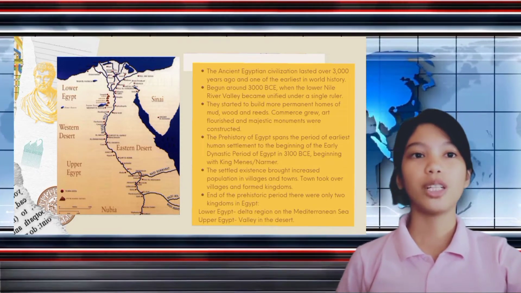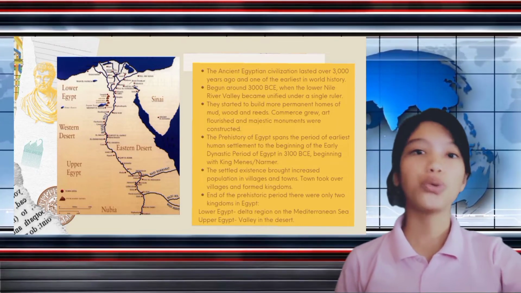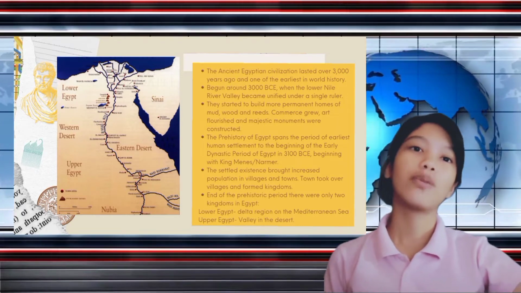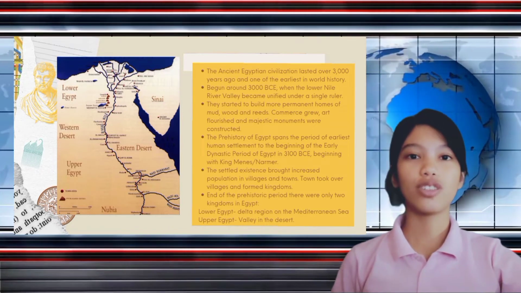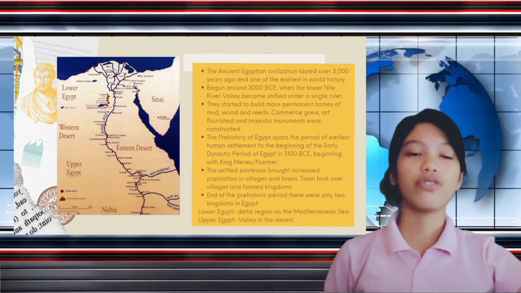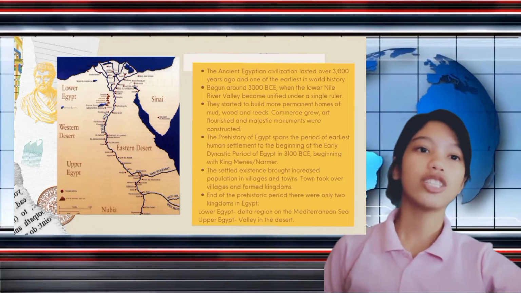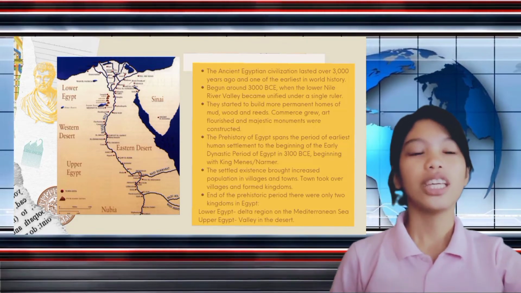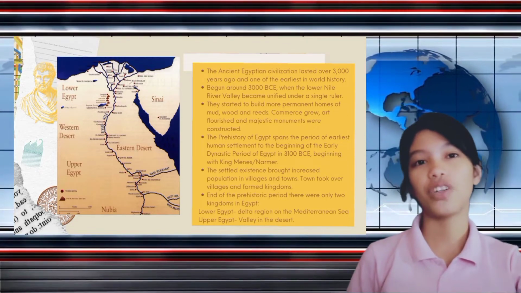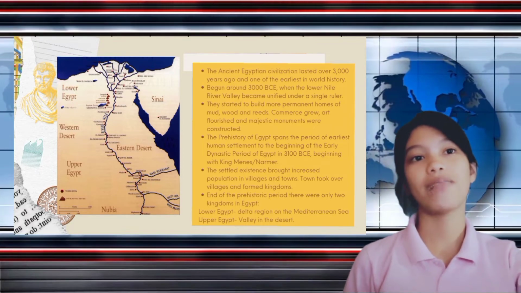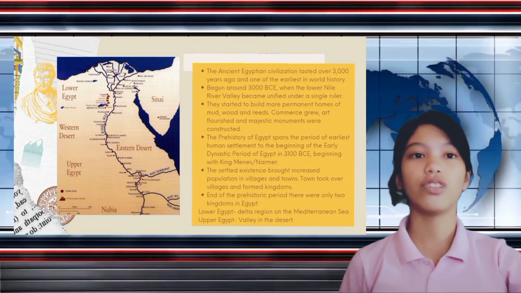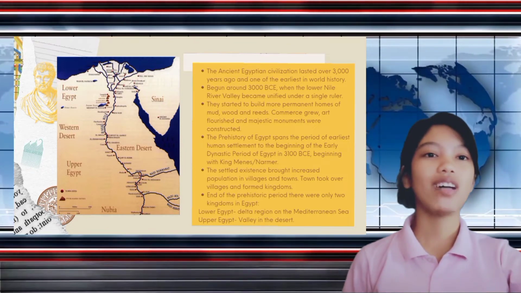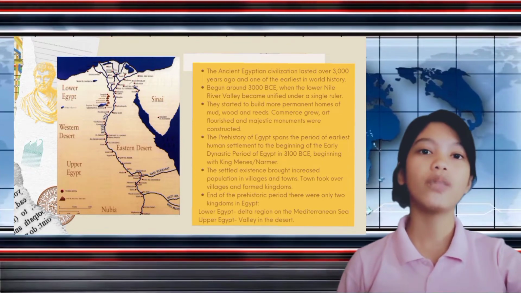They started to build permanent homes of mud, wood, and reeds. Commerce grew, art flourished, and majestic monuments were also constructed. The prehistory of Egypt spans the period of earliest human settlement to the beginning of the early dynasty period of Egypt, beginning with King Narmer. The settled existence brought increased population, and villages and towns took over villages and formed kingdoms.